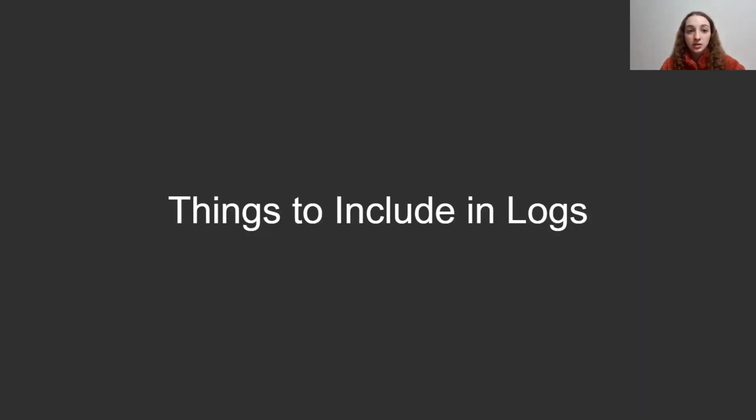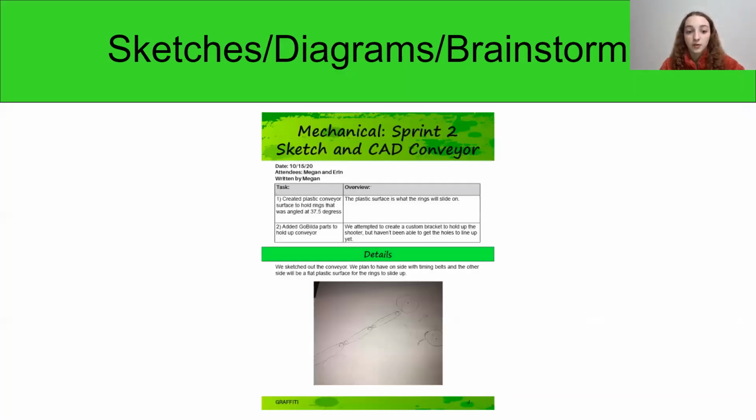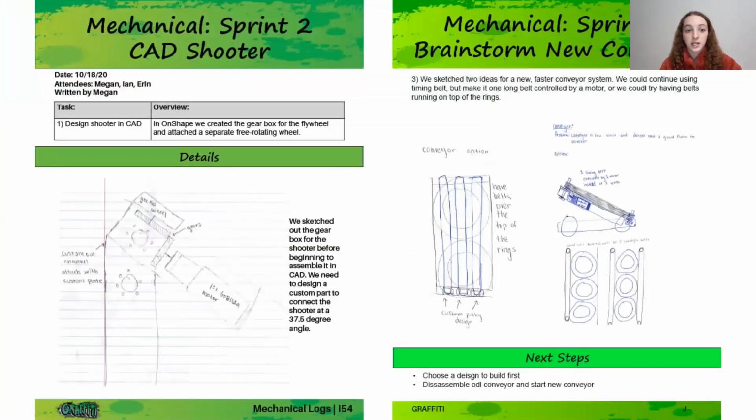There are many things to include in your logs. The first important thing is to include sketches, brainstorms, and diagrams your team creates. Any sketch a team member creates should be in the notebook, whether you go with that idea or not. This really shows the judges that you followed the engineering design cycle with brainstorming and that you considered many different options throughout the season. Here are some examples of where our team adds in sketches that we create throughout the season.